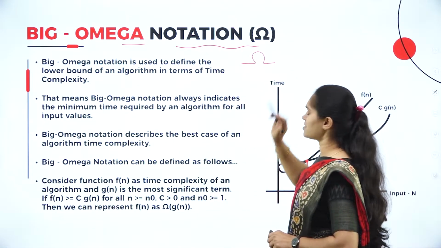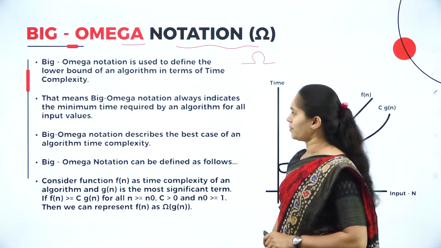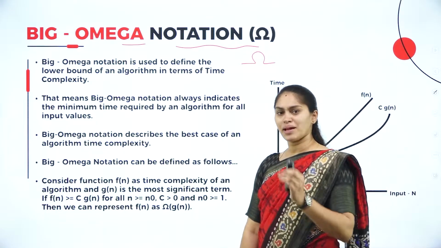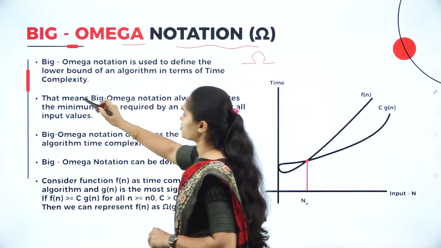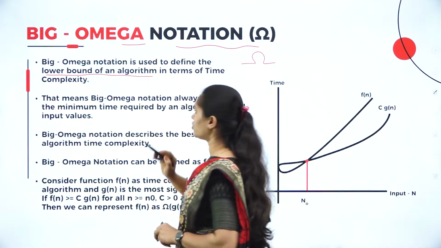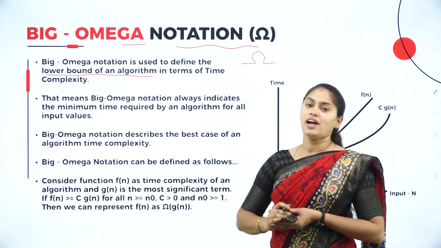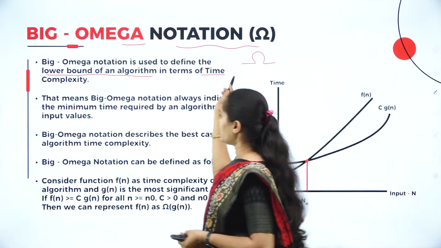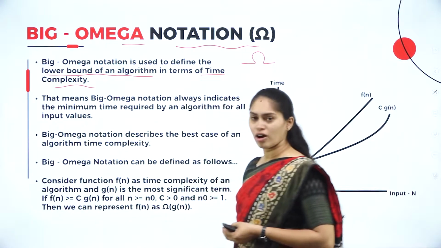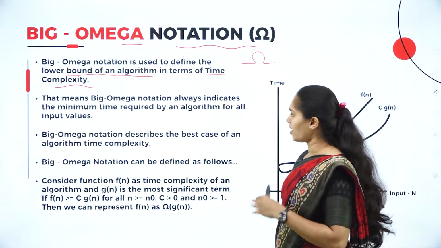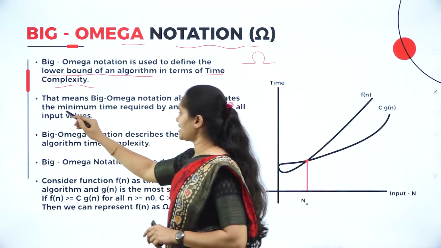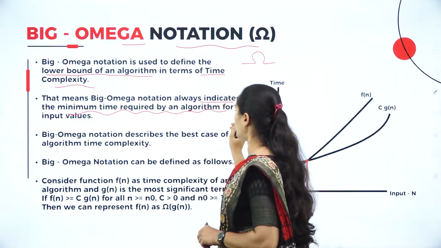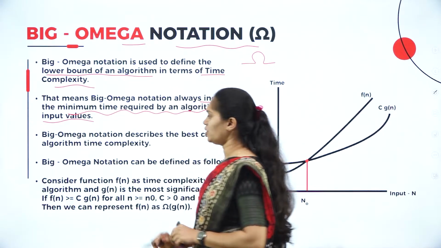We use a symbol to specify the big omega notation. Big omega notation is always used to define the lower bound of an algorithm, that is, the minimum time it will take for a given problem in terms of time complexity. It always gives you the lower bound, and always indicates the minimum time required by an algorithm for all the input values.